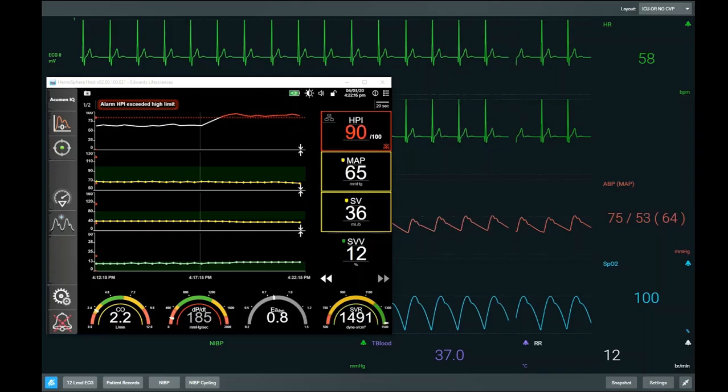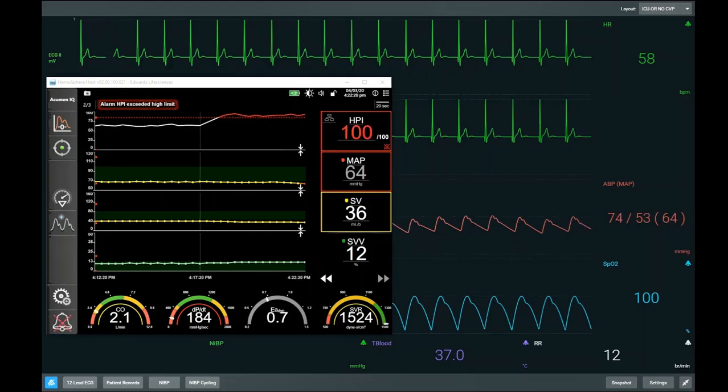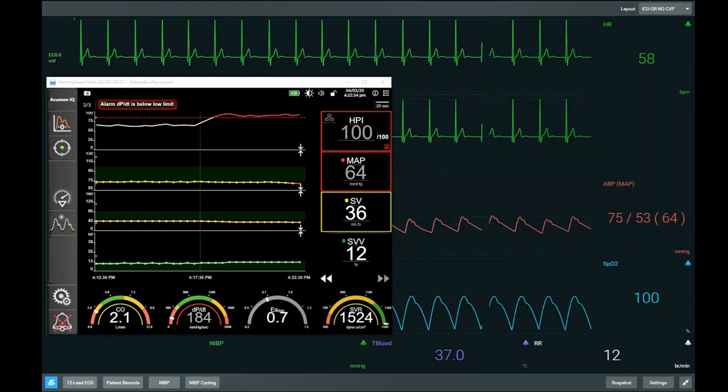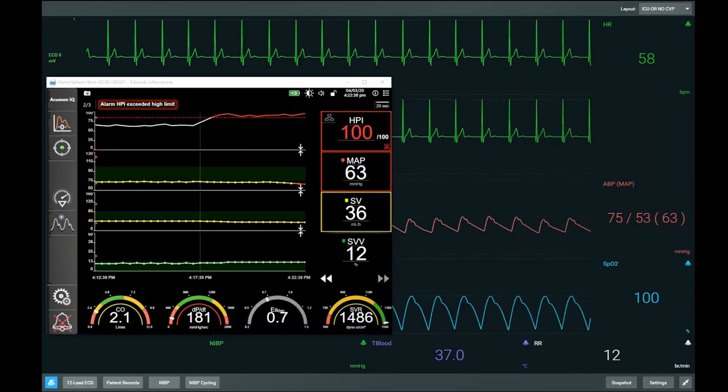185. Now, bearing in mind our baseline value was around about 250 prior to induction, that represents around about a 20% drop in contractility. We've just gone to being officially hypotensive now, so MAP less than 65. And it's interesting to note that our HPI gave us a warning of almost 4 to 5 minutes of this event occurring.